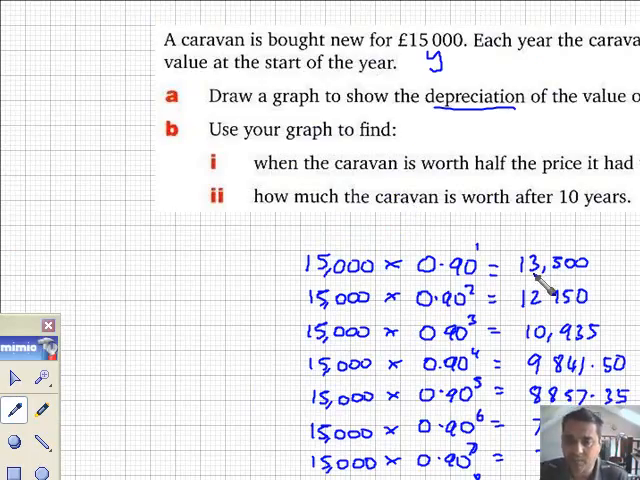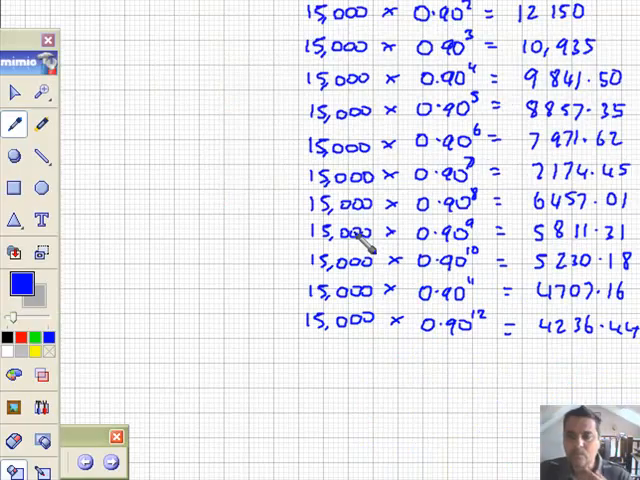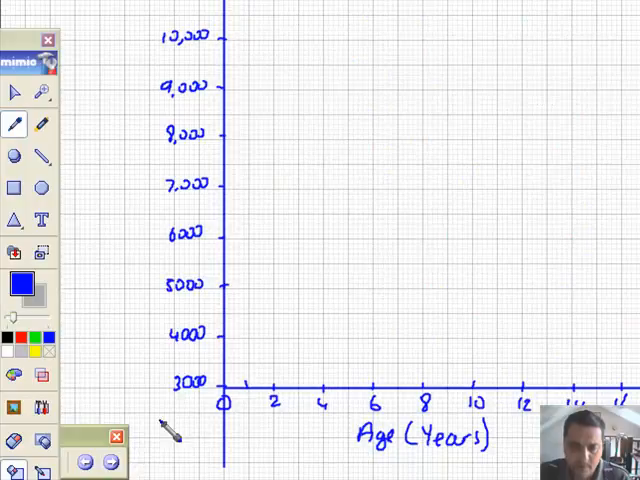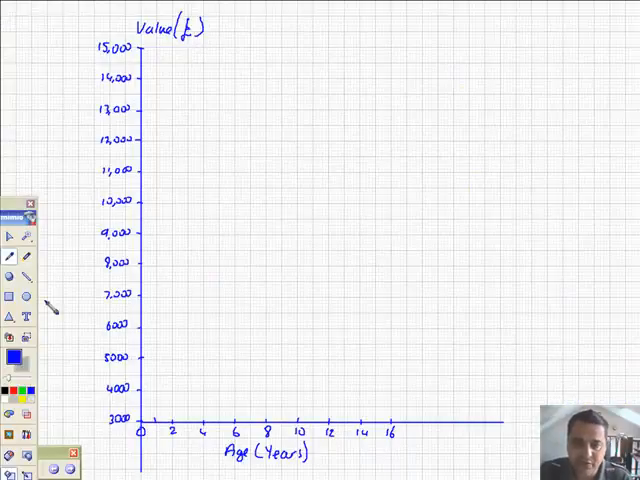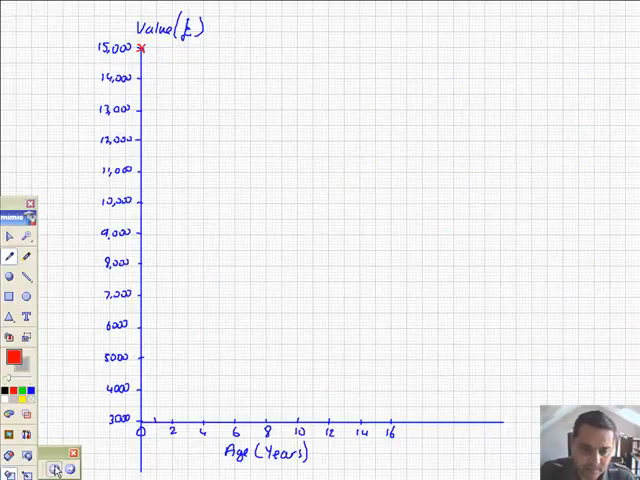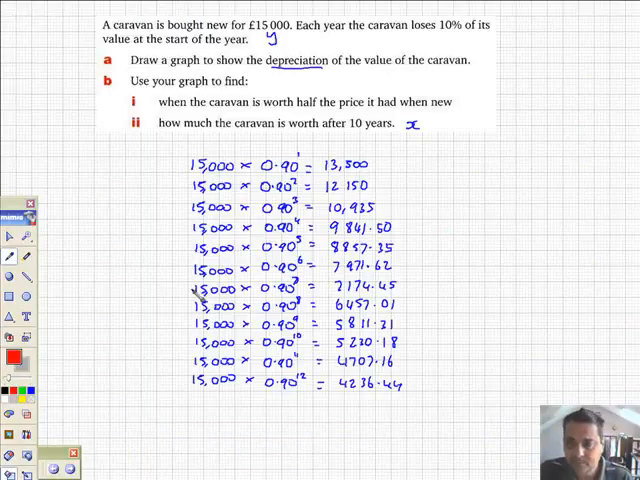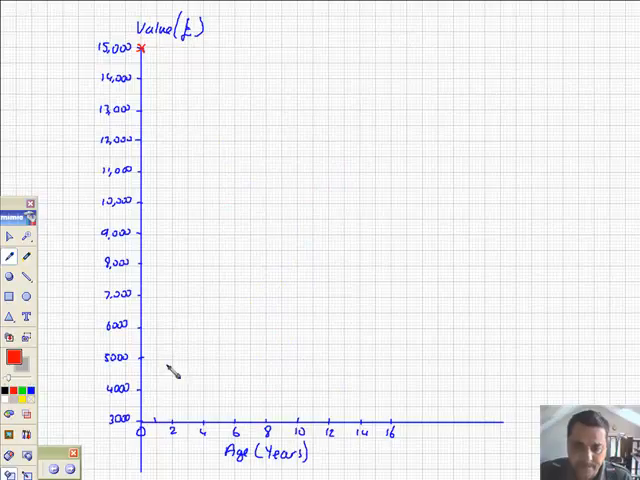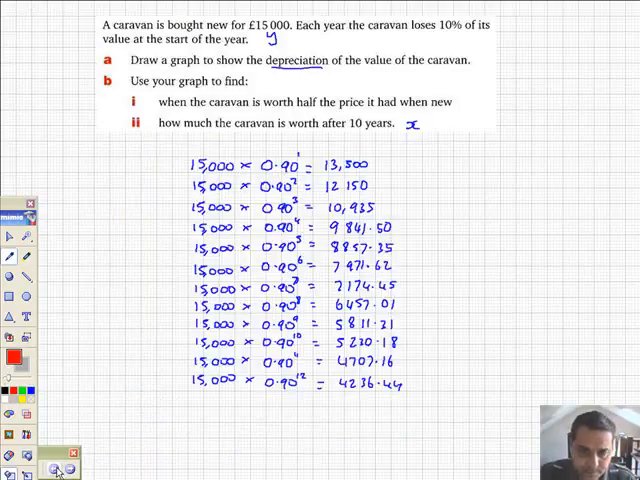So I'm going to plot 1 year 13,500, 2 years 12,150, and I keep flipping backwards and forwards and try to plot my graph as best I can. Right, let's just flip over. After 0 years of age, I'm brand new, so I'm still worth £15,000. Now, a year in, 13,500. That's an easy one to plot.